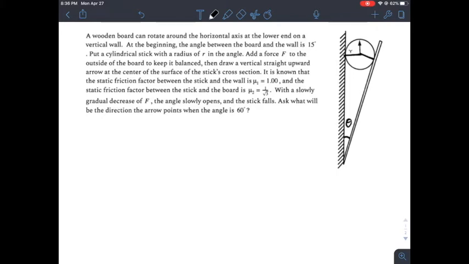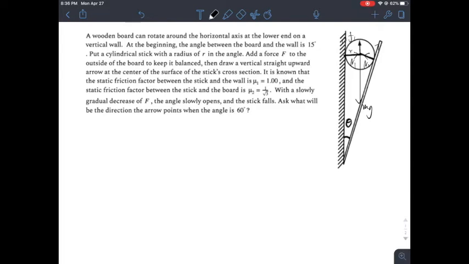So in this problem, when we want to know the total angle the arrow rotates in this process, we need to know which direction it's rotating. And the direction is based on the friction the stick feels. So let's draw all the forces here and try to balance the forces.